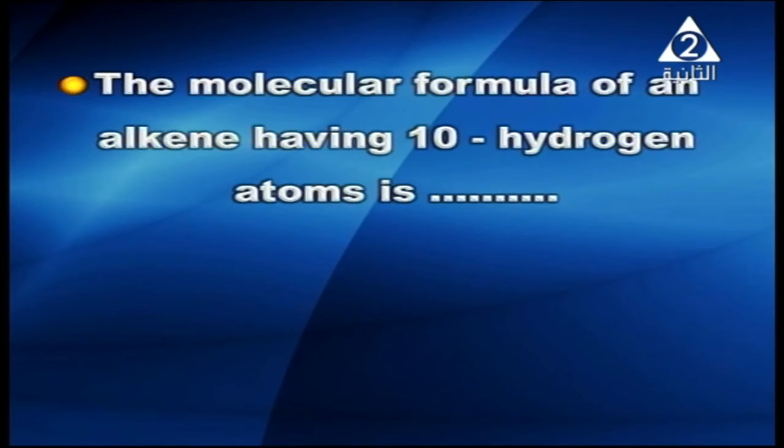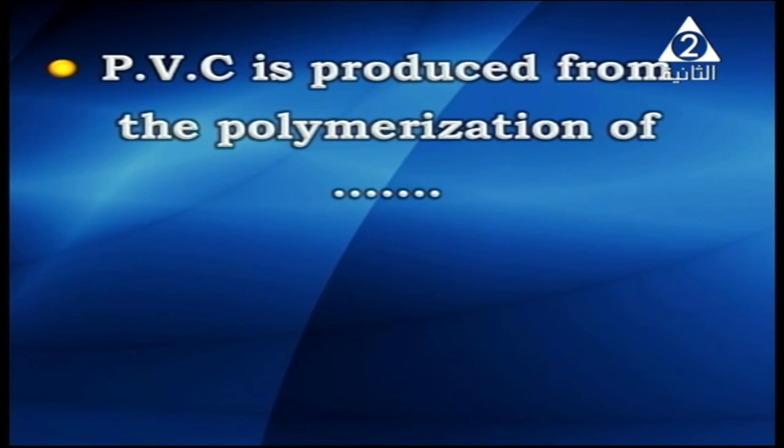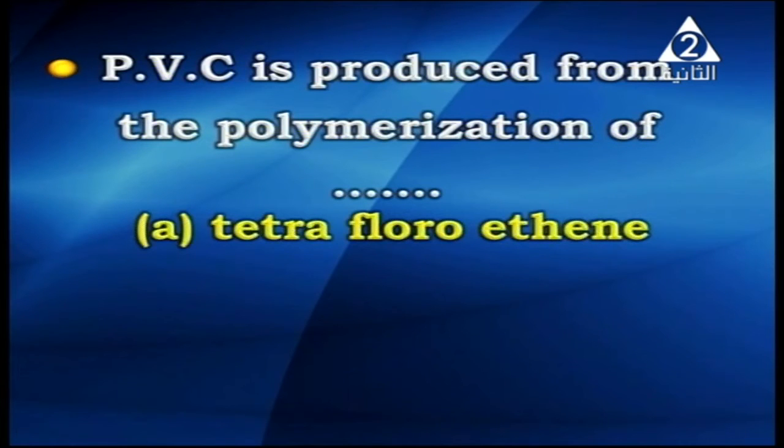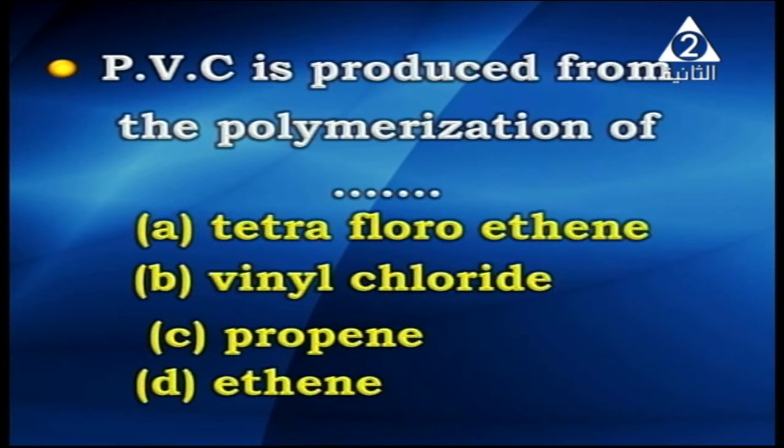The molecular formula of an alkene having 10 hydrogen atoms is what? Is it C5H12, C5H10, C5H14, or C5H8? If you think about it, yes, it will be C5H10. My dear student, solve these questions by applying the rule CnH2n. Next point, PVC is produced from the polymerization of what? Tetrafluoroethene, vinyl chloride, propene, or ethene? If you think about it, yes, it will be vinyl chloride.